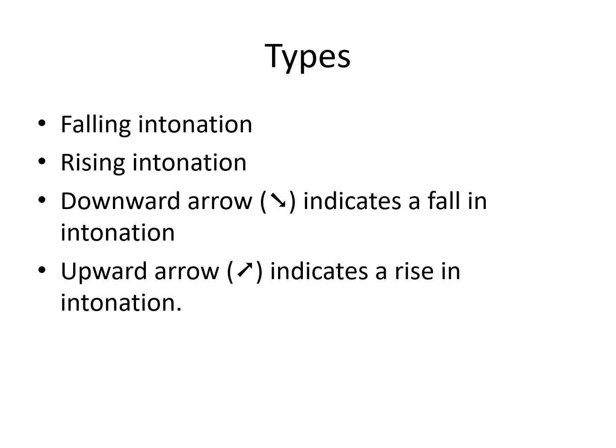There are two types of intonation. One is falling intonation. Another one is rising intonation. If you take an example in a sentence, falling intonation is marked like this, and the rising intonation is marked like this. These are the basic templates available in phonetics.